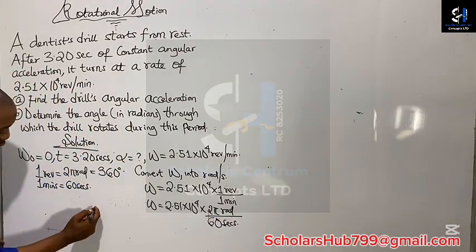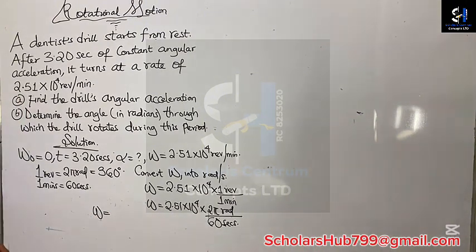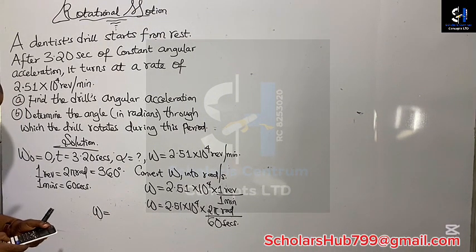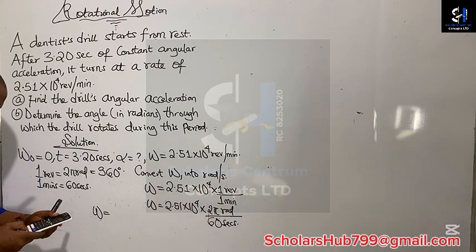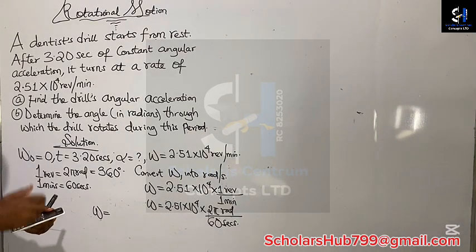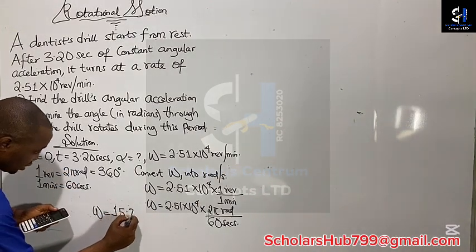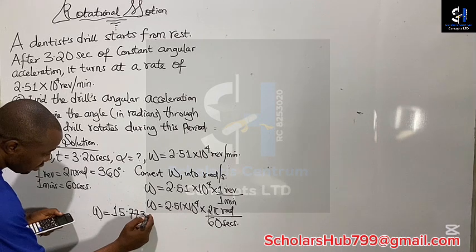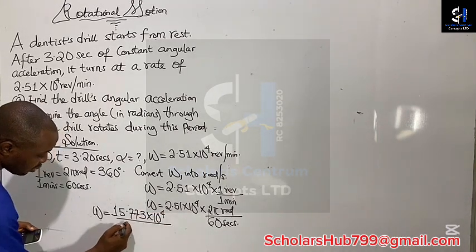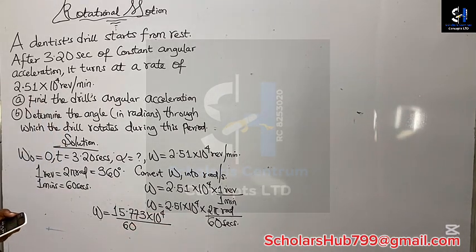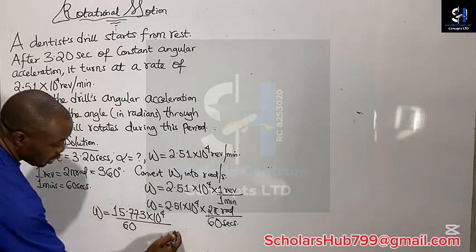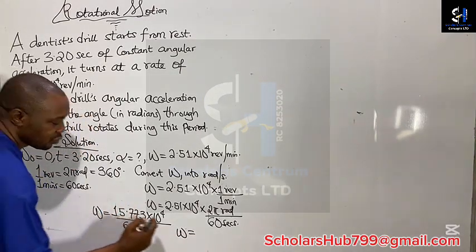Okay, so which means the final angular speed will then be what we get from 2.51 multiplied by 2, then multiplied by the value of pi. Okay, then that will be 15.773 multiplied by 10 raised to the fourth divided by 60. So when we divide this by 60, that will be 0.262629.